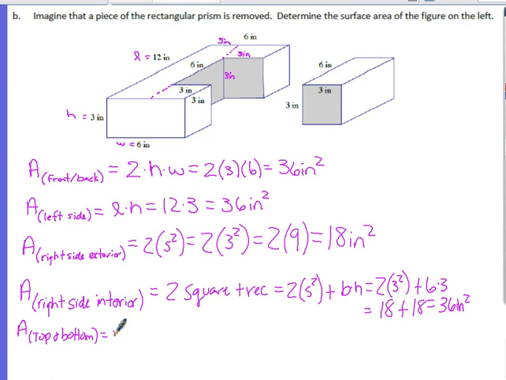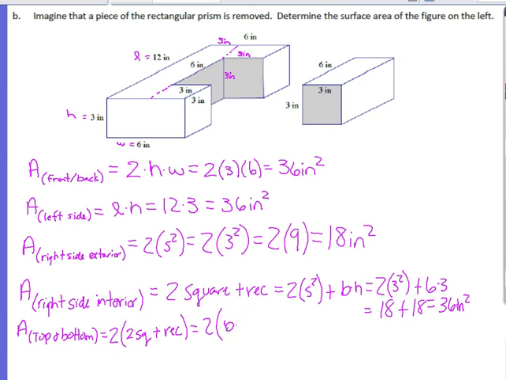Now, because it's the top and bottom, there's 2 of them. So we'll start off by multiplying it by 2. And this shape consists of 2 squares and a rectangle. Okay, so we have the top and bottom, so that's the times 2. And we would do a base times height for the rectangle.